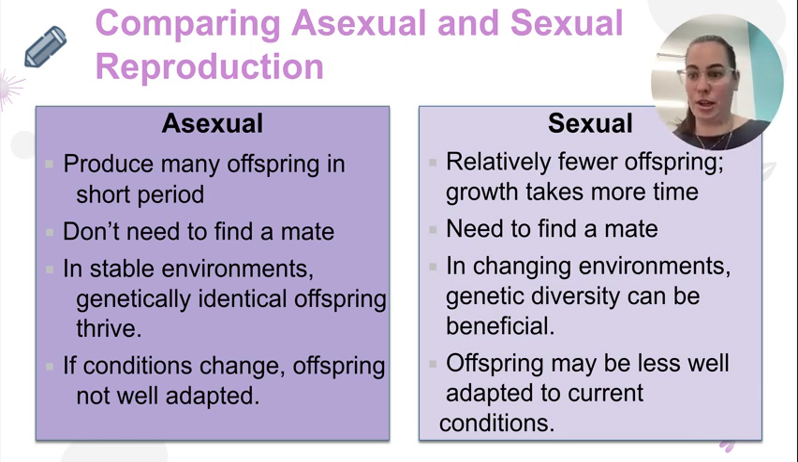In sexual reproduction, we create relatively fewer offspring because growth takes more time. You need to find a mate, and in changing environments, this genetic diversity can be beneficial. Offspring may be less well adapted to current conditions, but if the conditions change, it could become well adapted. Most organisms use only one strategy. However, there are some organisms that can use both, depending on the environment. So, yeast can undergo cell division to reproduce asexually, but under certain conditions can enter a sexual phase.